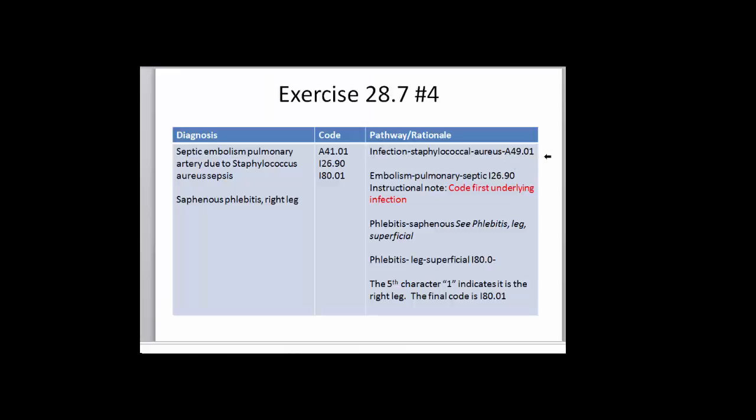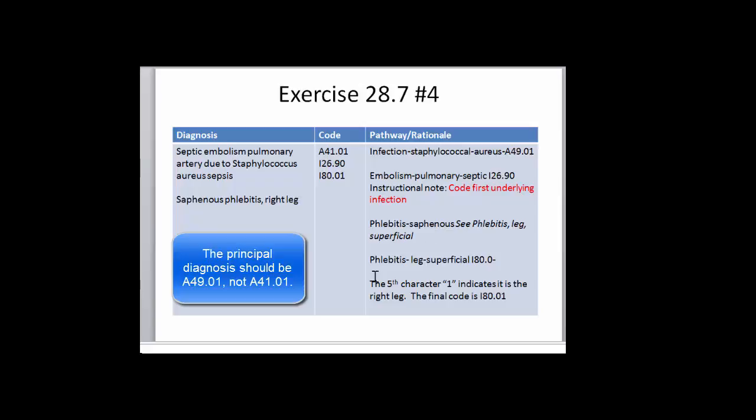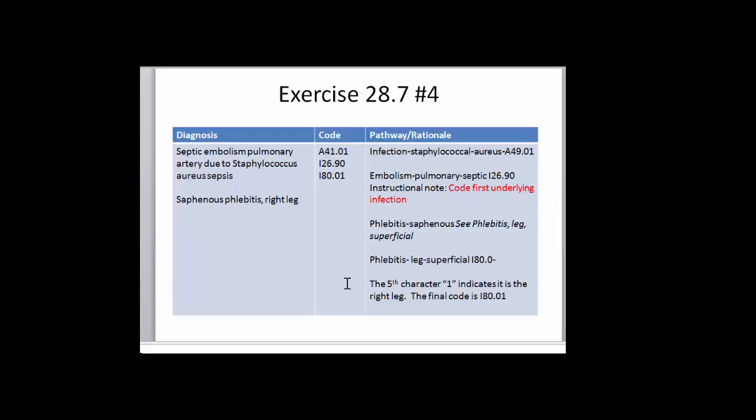So the first part is the infection with the Staph aureus. And I want us to go to the alphabetical index to show you something different about this one. Other times we have used infection with staph as a cause of disease classified elsewhere, which is a B as in boy code. This is not. This is an infection caused by staph.